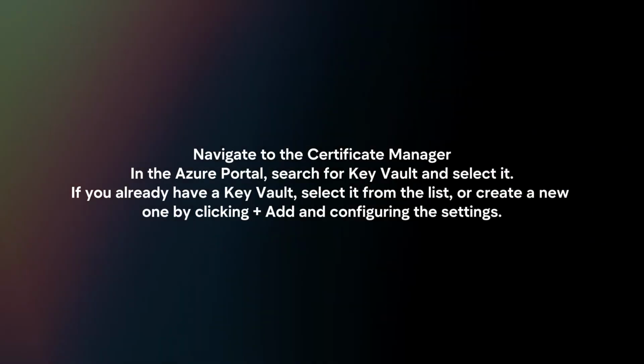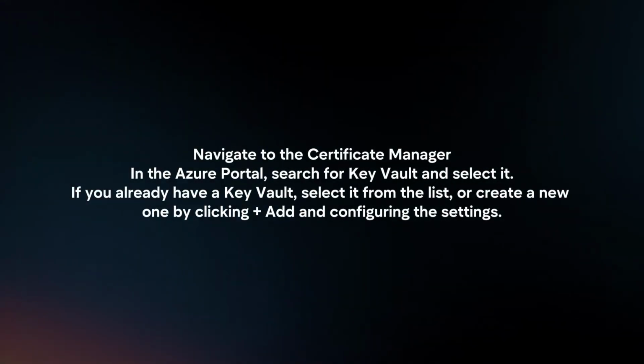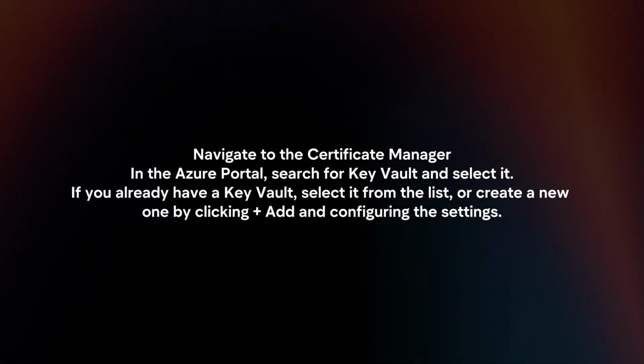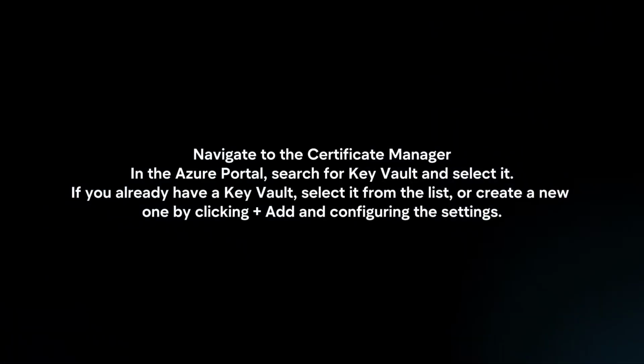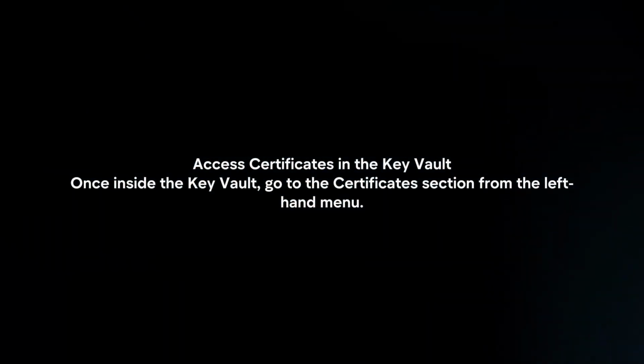Navigate to the Certificate Manager. In the Azure portal, search for Key Vault and select it. If you already have a Key Vault, select it from the list or create a new one by clicking +Add and configuring the settings. Access certificates in the Key Vault.